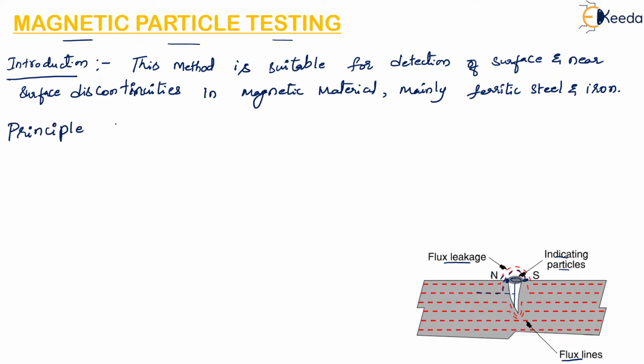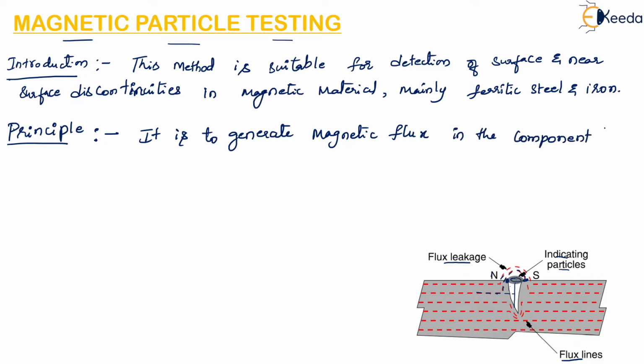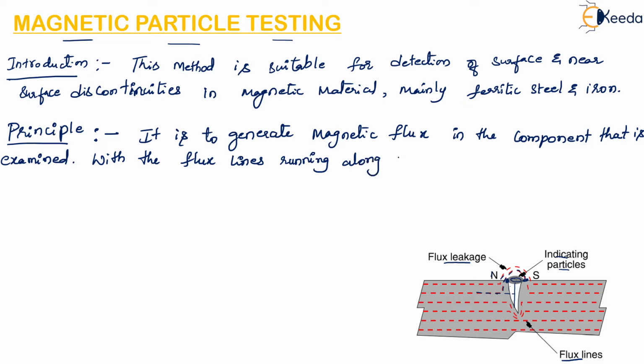So the principle is to generate magnetic flux in the component that is examined, with the flux lines running along the surface at a right angle to the suspected defect.